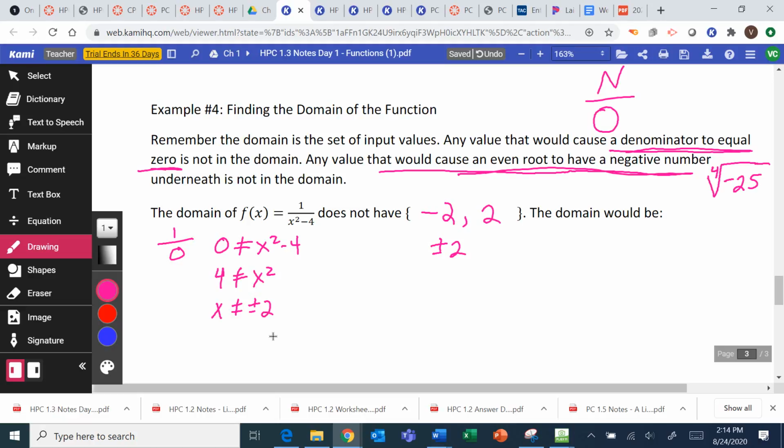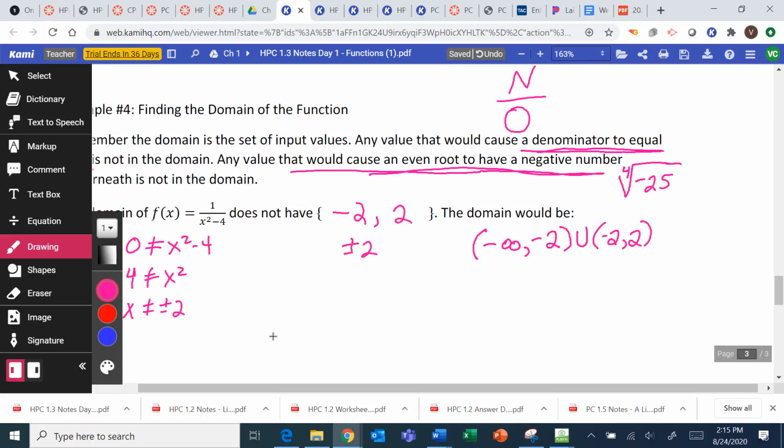So we would go from negative infinity to negative 2. Could it include negative 2? No. So we'll close that with a parenthesis, union, and then we open a parenthesis. We're going to start at negative 2 again, go to positive 2. I didn't leave enough space. Oh wait, I did. And then union, and then we'll go from 2 to infinity. So that's what the domain would look like for that one. So everything except for positive 2 and negative 2 would work.